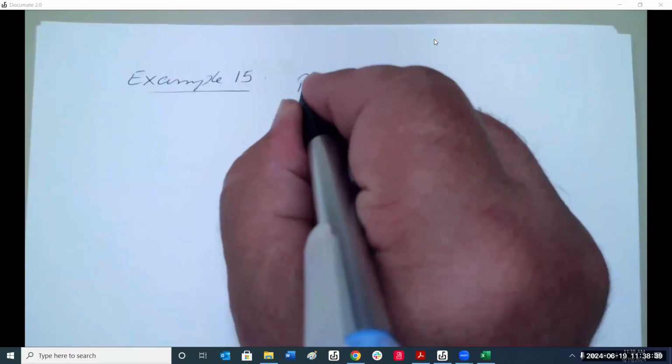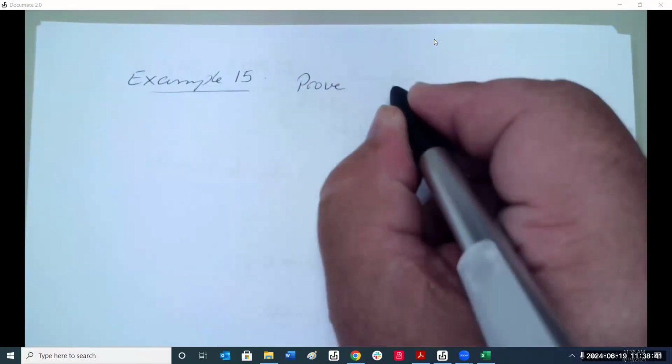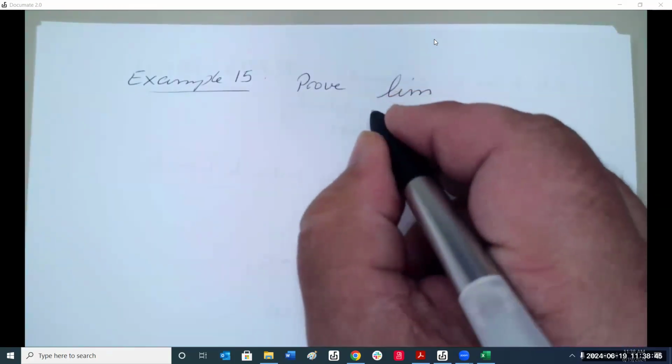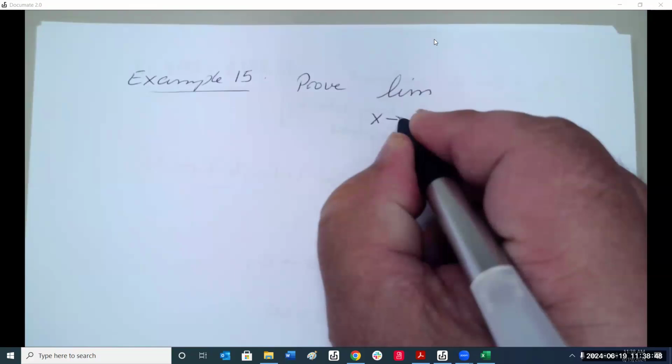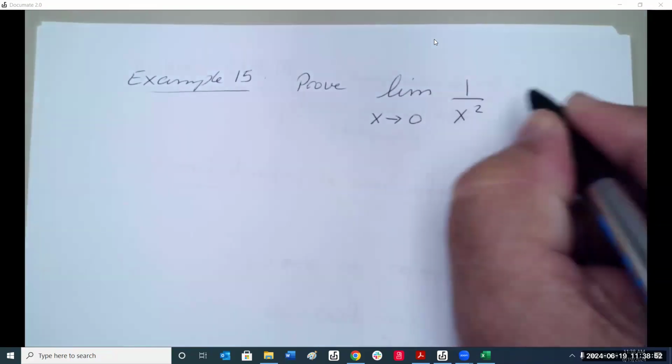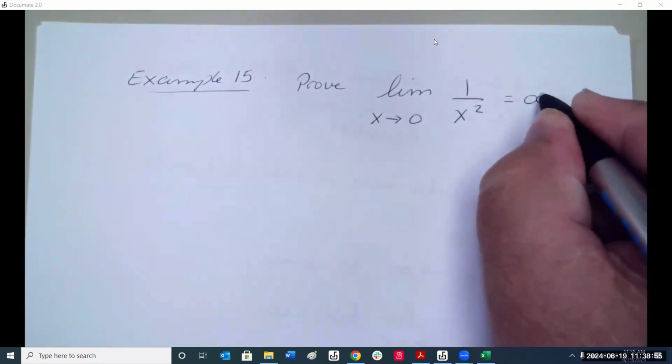Let's look at example 15. We'll use these two definitions in example 15. Prove the limit as x approaches 0 of 1 over x squared equals infinity.